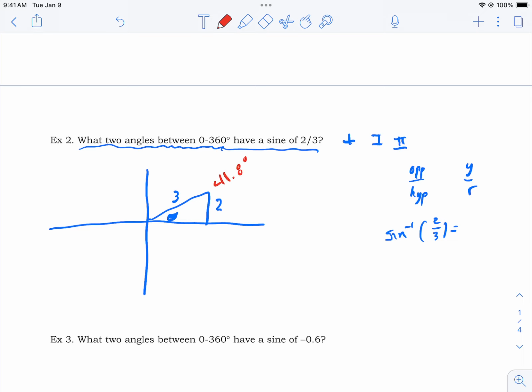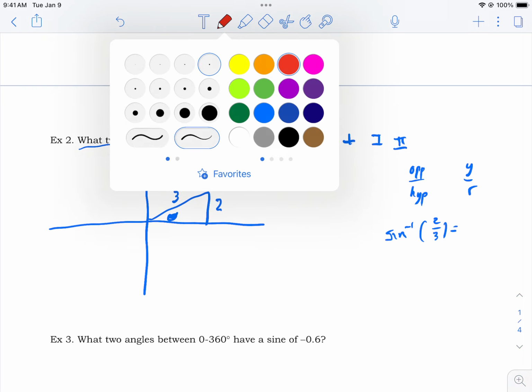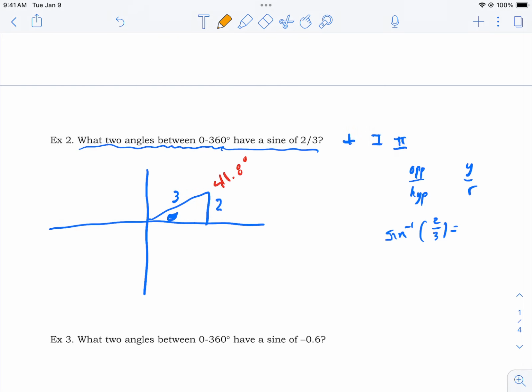41.8 degrees. That is, well, I can't say the answer. That is one of the answers, right? Where's the other one? Well, you'd want to draw a triangle in the second quadrant that basically had the same y over r, right? So it would have to look kind of like a symmetrical reflection over here. It looks like I've reflected across the y-axis here, right?